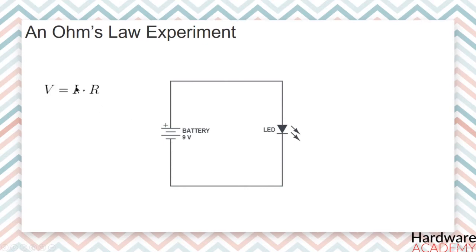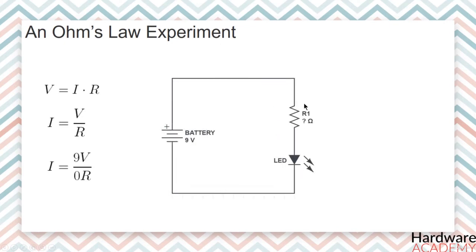So the voltage is equal to current times resistance, and therefore the current is equal to voltage divided by resistance. And since we have no resistance yet, the current will be equal to 9 divided by 0. And dividing by 0 gives us infinite current. Well, not infinite in practice, but as much current as the battery can deliver. And since we do not want that much current flowing through our LED, we are going to need a resistor. Our circuit should look something like this.